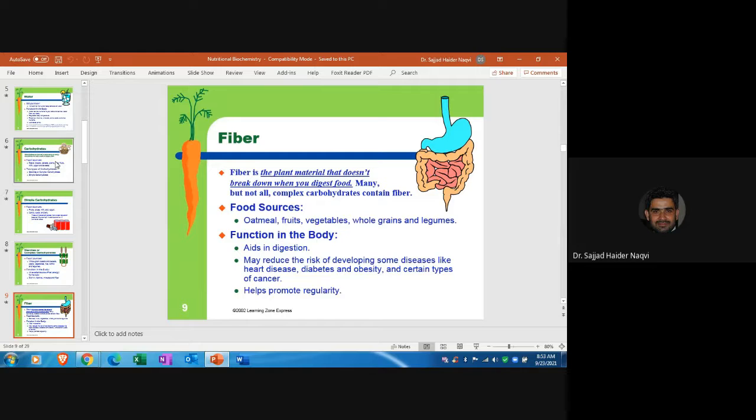What fiber does in the body, as we said, is that it is not going to break down just like when you digest the food. They themselves do not get digested, but they help in the process of digestion. They also have a very important role in reducing the risk of developing some diseases like heart disease, diabetes, obesity, and many other types of cancer. And it also helps promote regularity. Regularity means the functioning of the gastrointestinal tract.